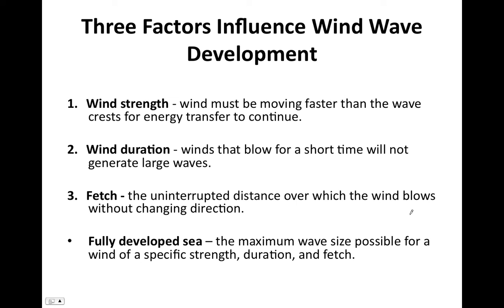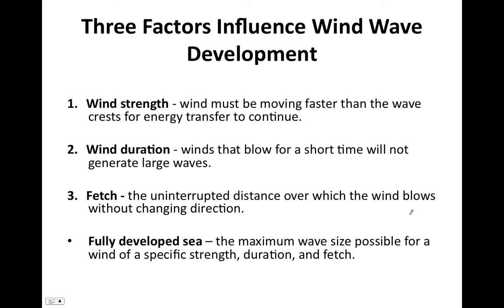The wind duration is the amount of time in which the wind blows over the water. If the wind blows over the water for a short period of time, it will not generate large waves, but if the wind blows over the water for a long period of time, it will generate large waves. And finally, there's the fetch. This is the uninterrupted distance over which the wind blows without changing direction. And so the larger the fetch, the larger the waves that can develop.